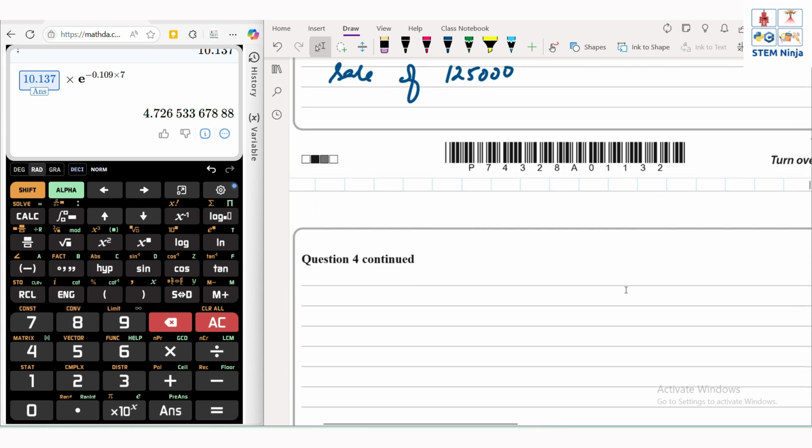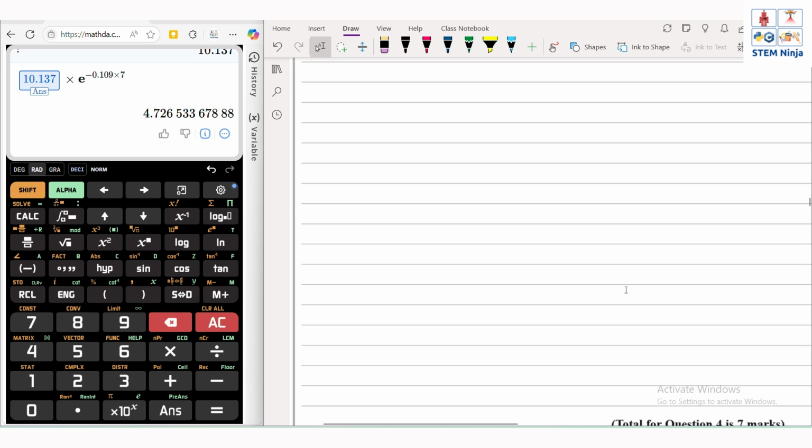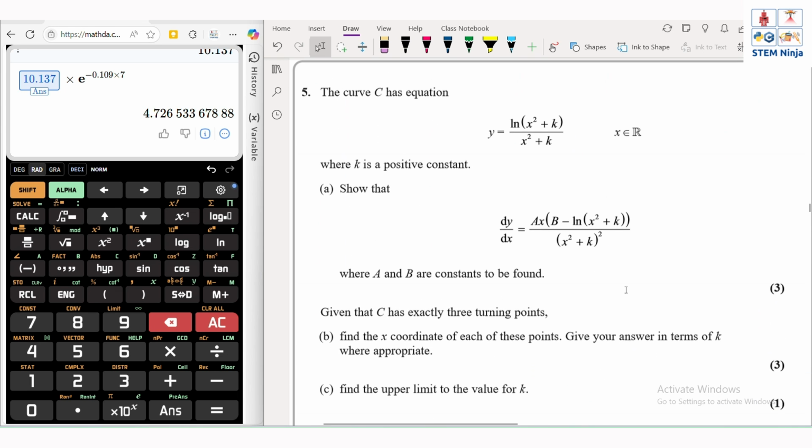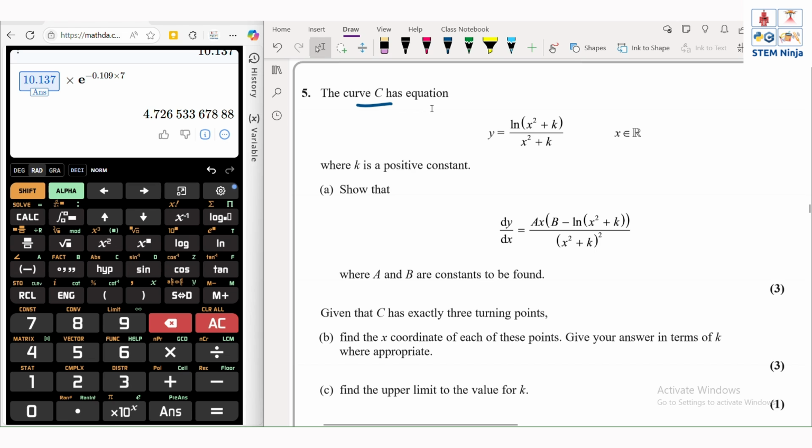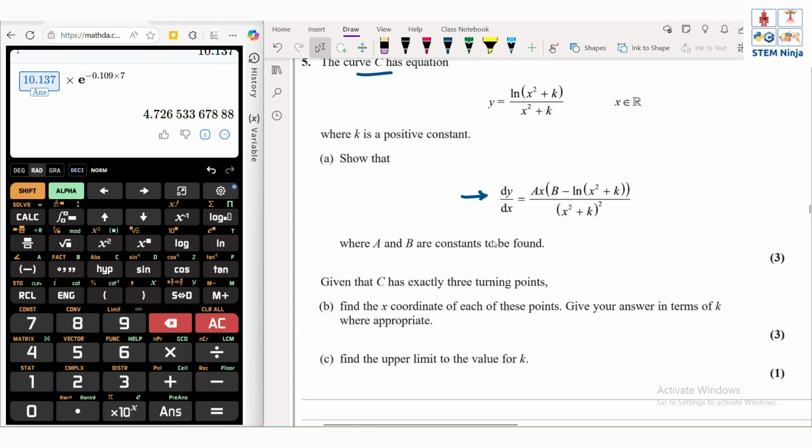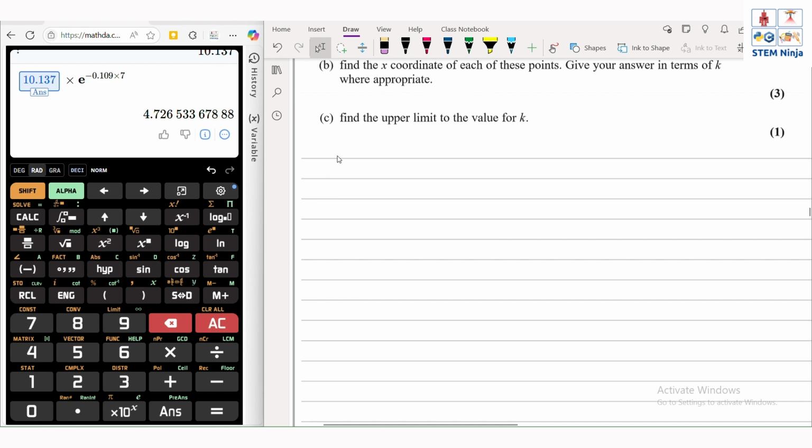All right, let's move on to question number 5. Curve C has equation y equals ln(x squared plus k) divided by (x squared plus k), where k is a positive constant. Show that dy/dx is this expression. All right, so this is a quotient.